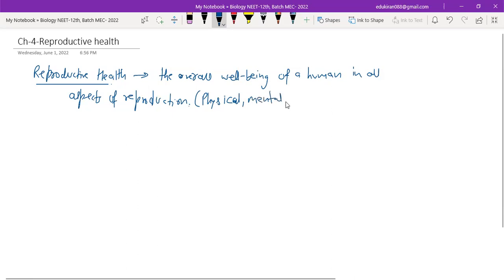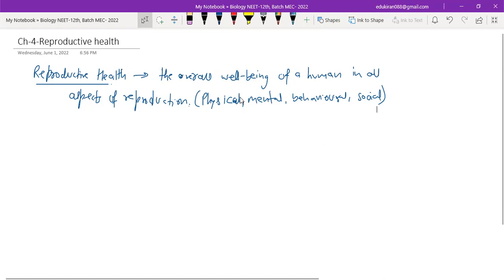Mental, behavioral, and social well-being. Now, why physical? Simply because it's a system in our body which has organs associated. So organs have to be physically healthy. If there is any kind of disease or disorder in the organs, whether they are male reproductive organs or the female reproductive organs, it can decline the reproductive health. That is the most simple and easiest to understand.